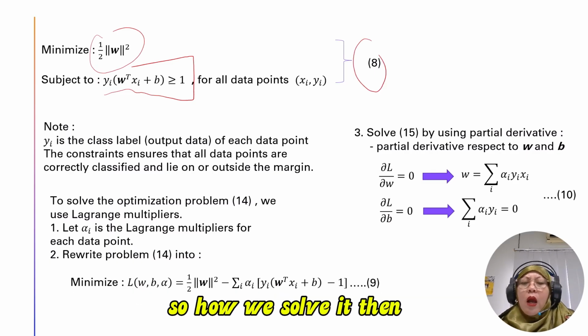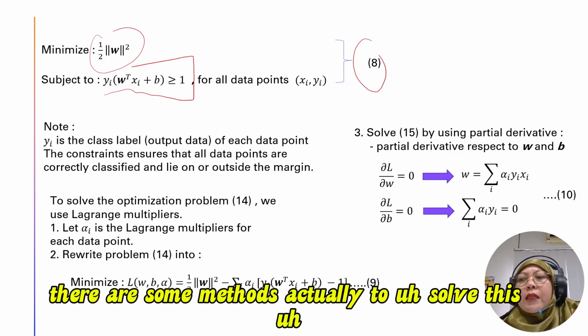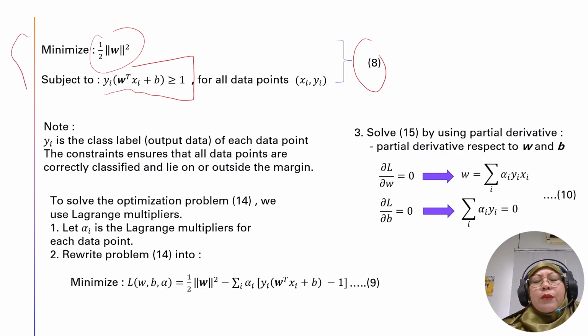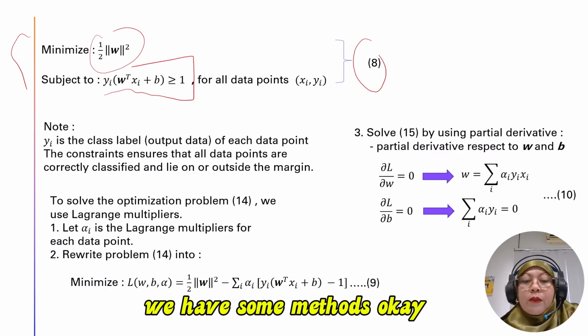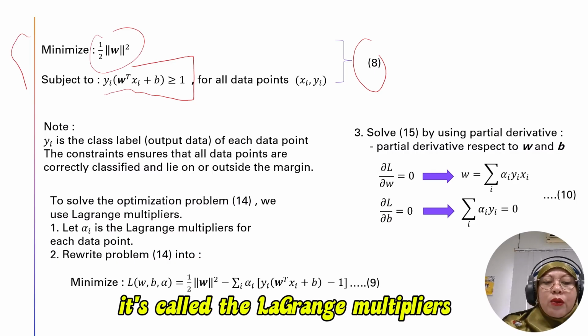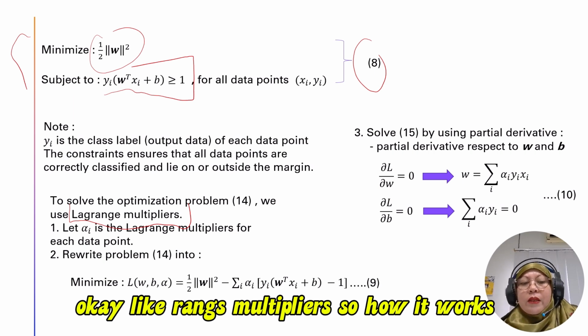So how do we solve it then? There are some methods to solve this minimum problem, or optimization problem. One of them is called the Lagrange multipliers. So how does it work?